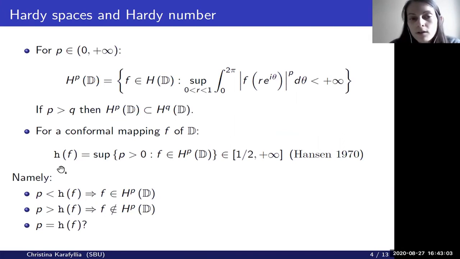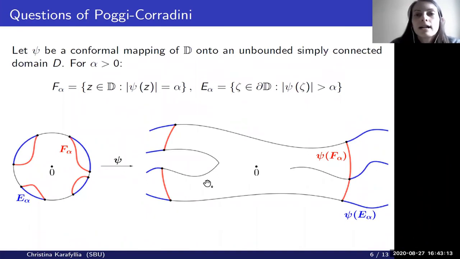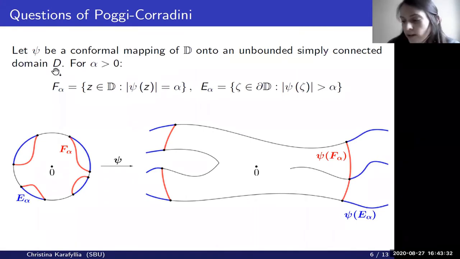And also, we are going to find some formula for the Hardy number for the case of conformal mappings by using the same quantities. So, the motivation to study such kind of problems was two questions of Pozzi Corradini in his PhD thesis in 1996. He was a student of Donald Marshall. So let's see the background of these questions.